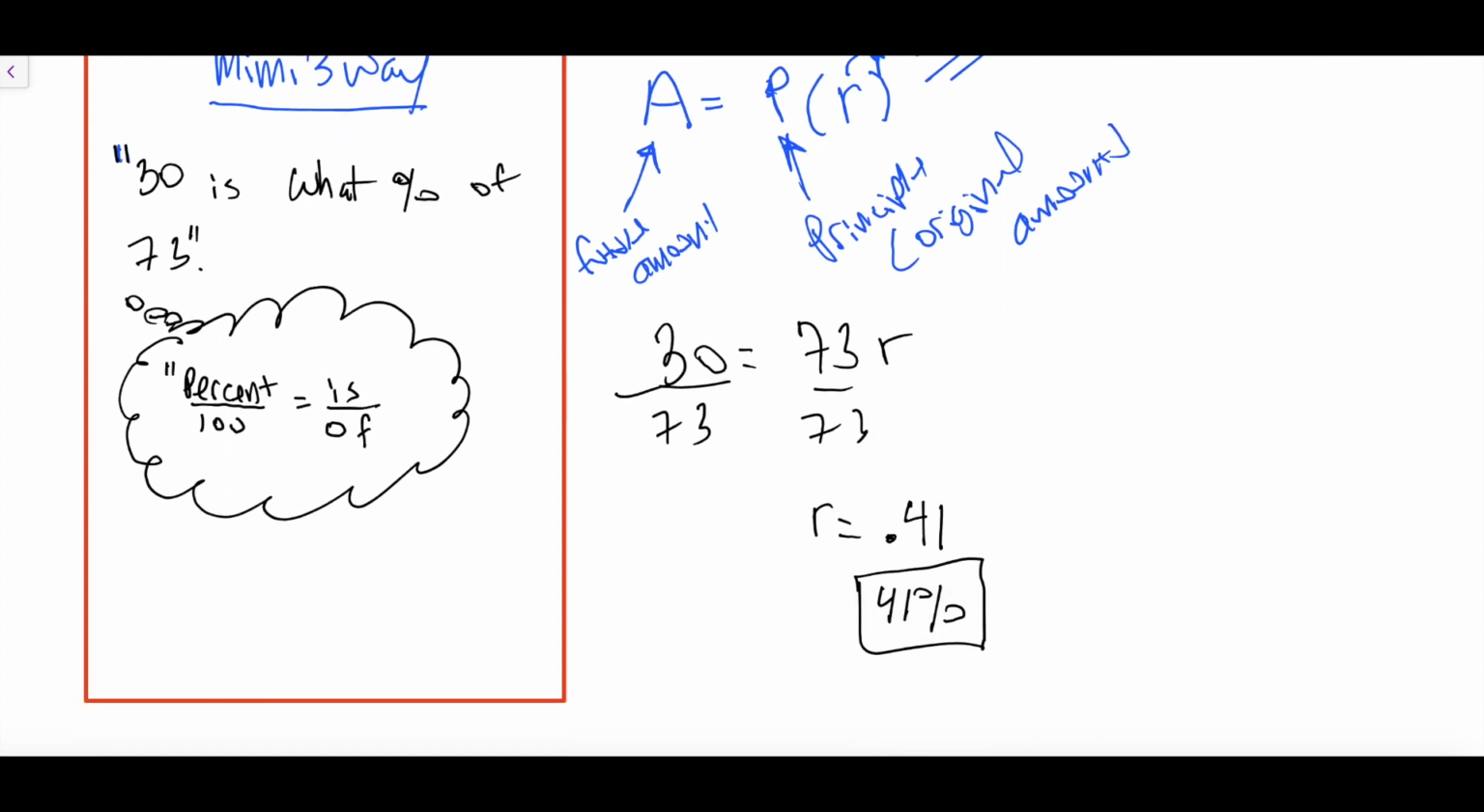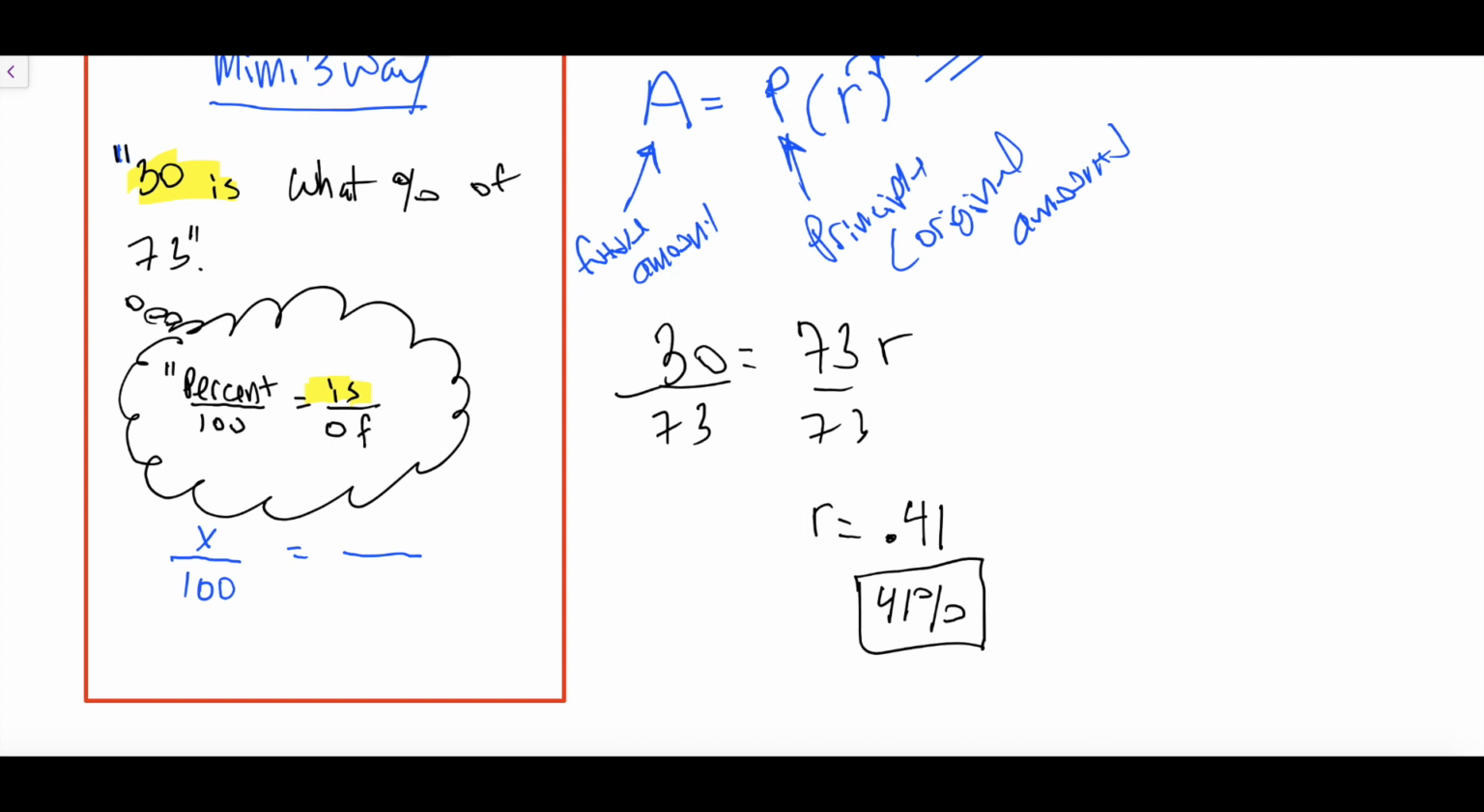So, let's set it up. Percent over 100 is equal to is over of. Okay, so we're looking for what percent? So x. X over 100 is equal to is. 30 is. There's our is. All right, so let's get our 30 in there.